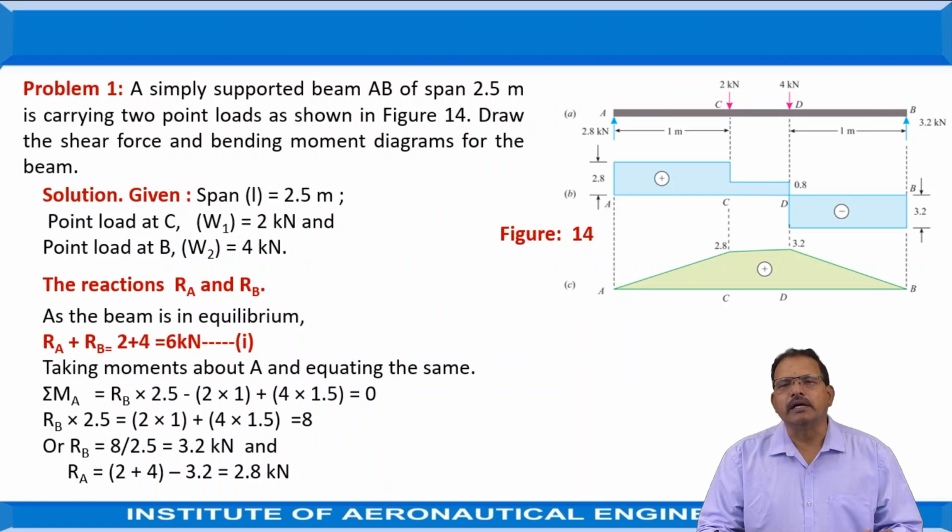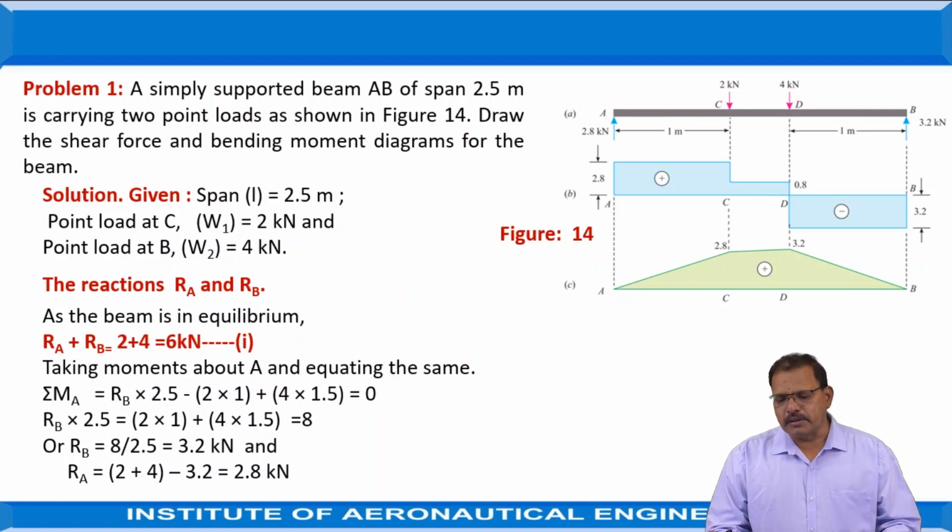Now, when several forces are acting on it, here we are considering two points, and this problem gives the bending moment as well as the shear force diagram when the beam is subjected to two point loads. Consider a simply supported beam AB of span 2.5 meters, carrying two point loads as shown in the figure. Draw the shear force and bending moment diagrams for the beam.